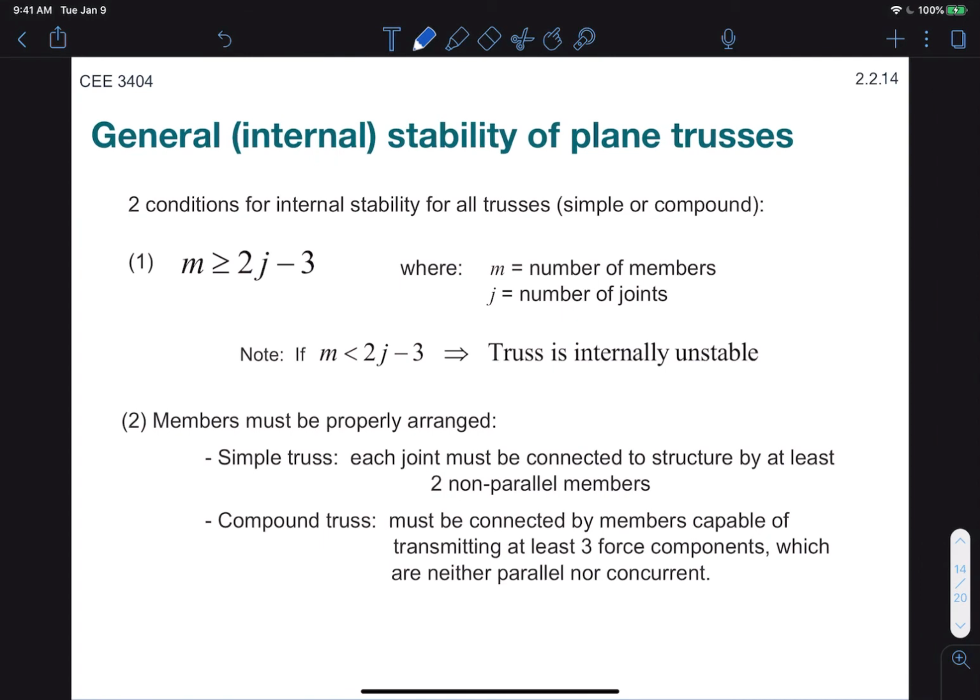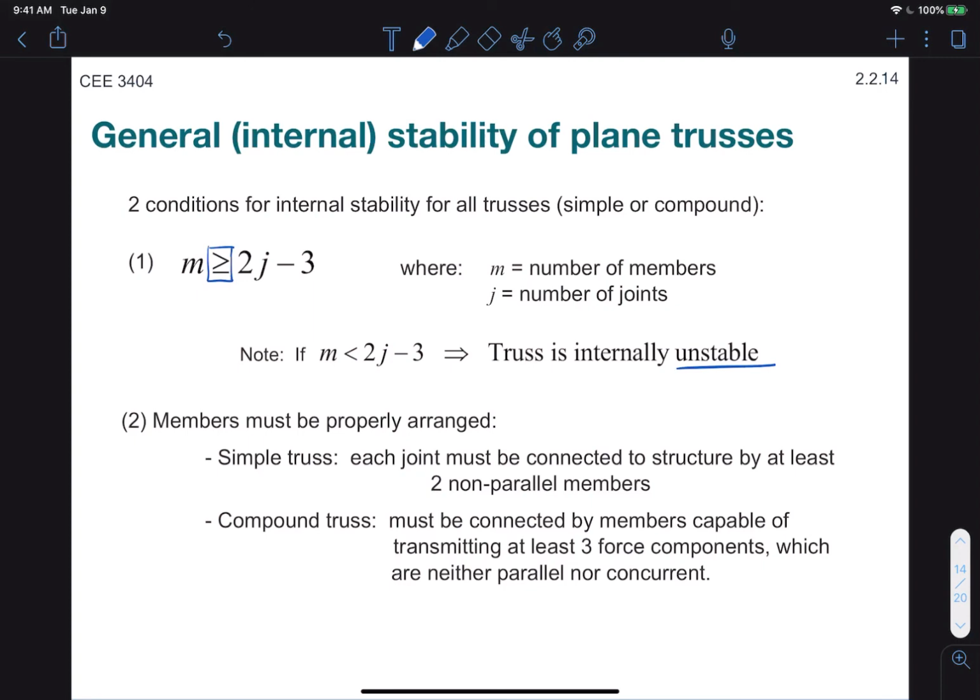So to generalize our rule for internal stability to both simple and compound trusses, we will slightly change our equation from before by making the equal sign a greater than or equal sign to account for potentially adding members in a compound truss setting. Okay? If the number of members is less than 2j minus 3, then the truss is internally unstable. So the number of members must at least be equal to that number.